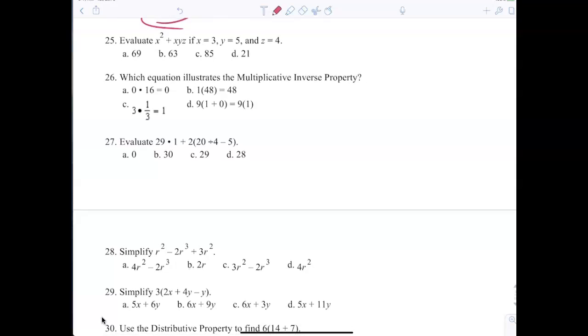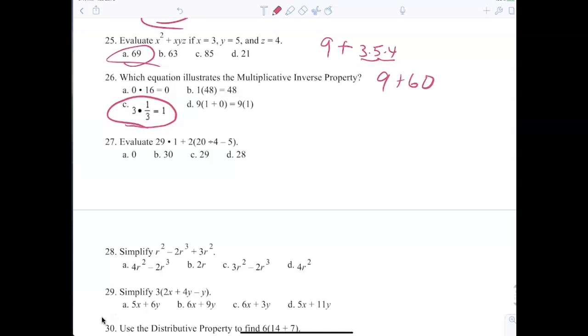All right, evaluate x squared. So x is 3, so if I square, that'll become 9. Plus, now we have to multiply 3 times 5 times 4. All right, 3 times 5 is 15. 15 times 4 is 60. 9 plus 60. There we have. Number 26, the multiplicative inverse. So we just discussed that earlier. So they have to cancel out. Yes, it is C.